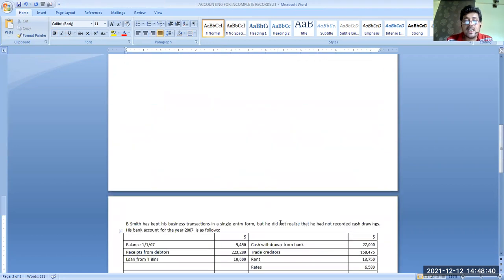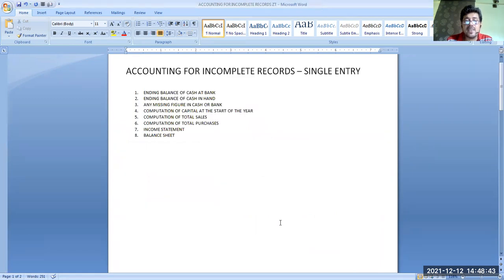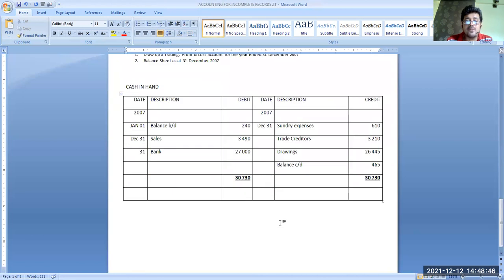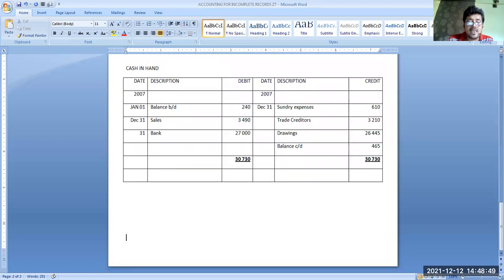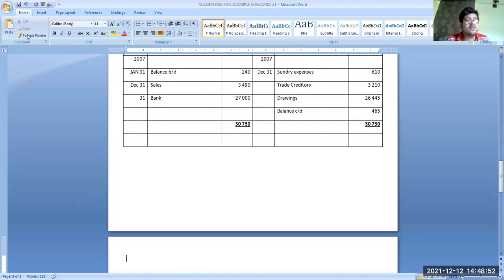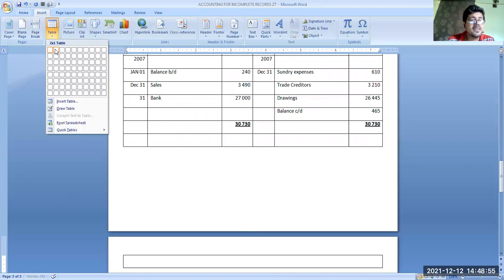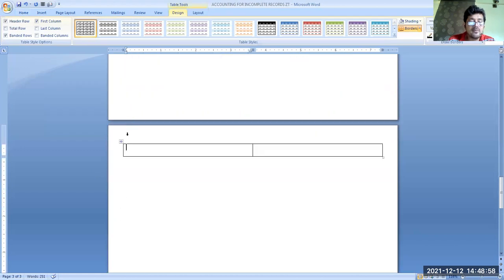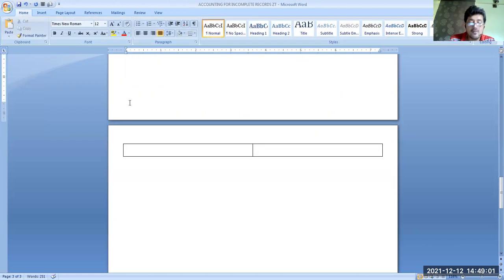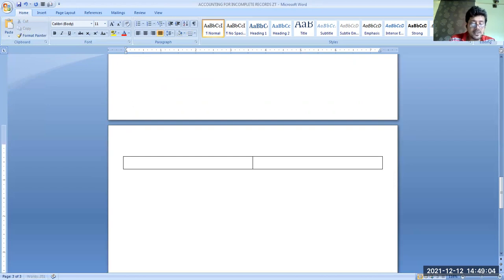After that, missing figure: computation of capital at the start of the year. Now what we have to do is calculate capital at the start of the year. So we insert a table. Computation of capital at the start of the year, that is January 1, 2007.